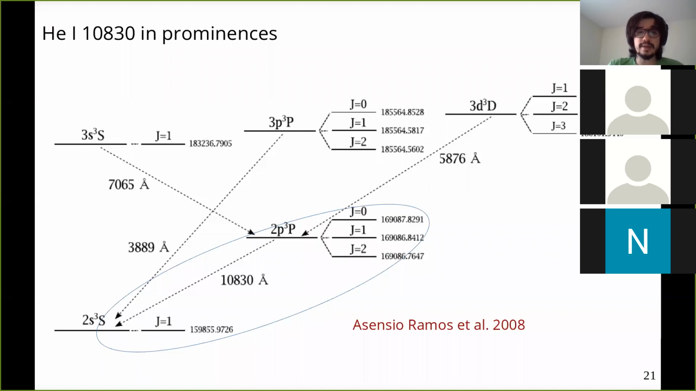So helium 10830 is a line that arises between these two levels, 2s3 and 2p3 of neutral helium. And this lower level here is not the ground level of helium, obviously, because it's 2s3, right? And helium only has 2 electrons. So it's one of the higher levels, which is, as we would call it, metastable.